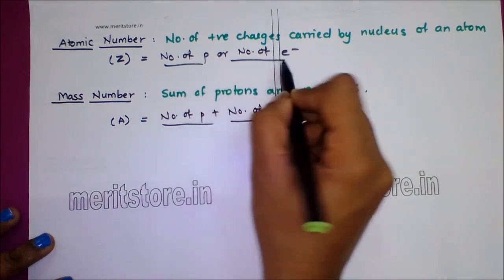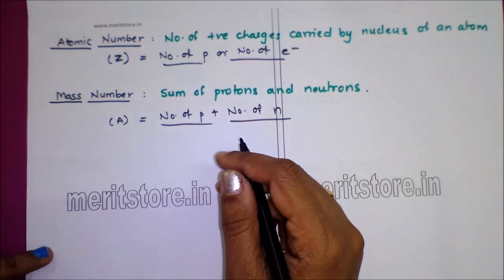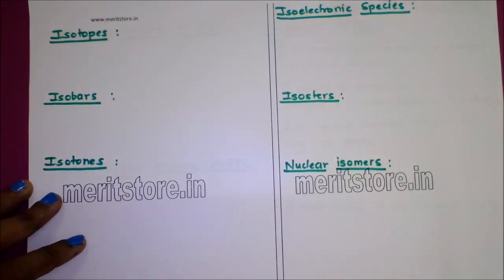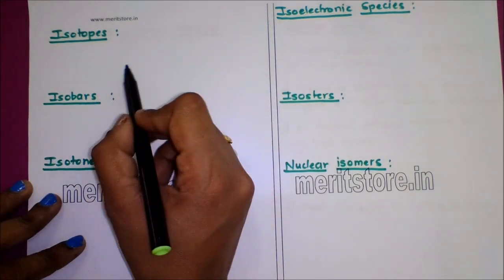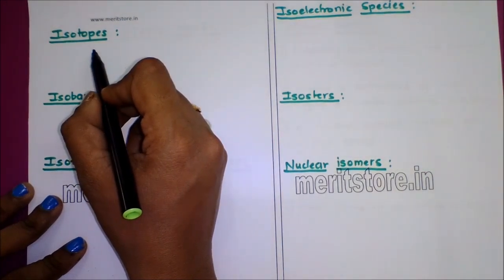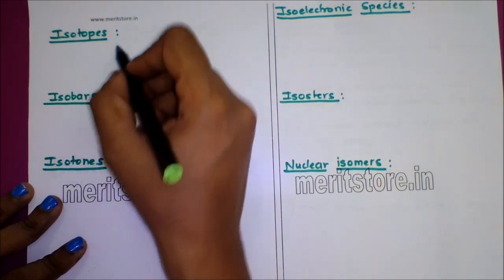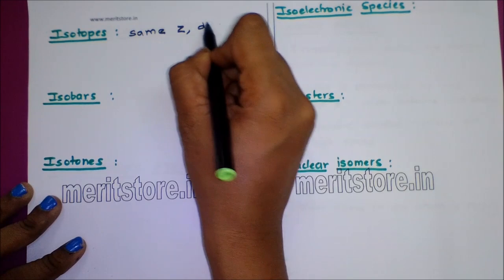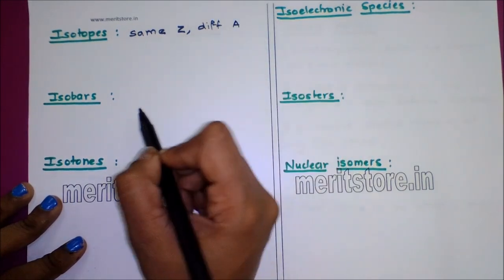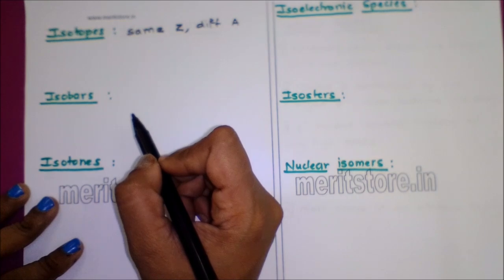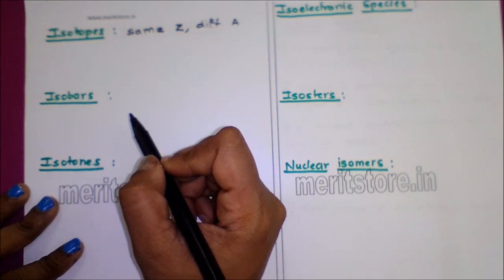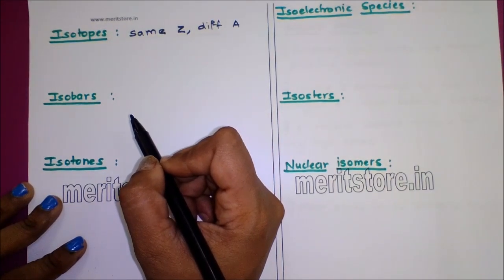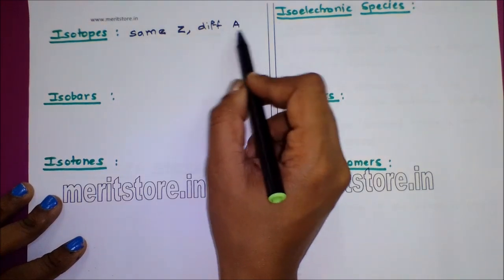Now, depending on the number of protons, electrons and neutrons, there are different types of isomerisms possible. First of all, let us talk about the isotopes. Isotopes are atoms of the same element which have the same atomic number, that is Z, but different mass number, that is A. In short, isotopes have the same number of protons and electrons but a different number of neutrons, and hence their mass number A becomes different.